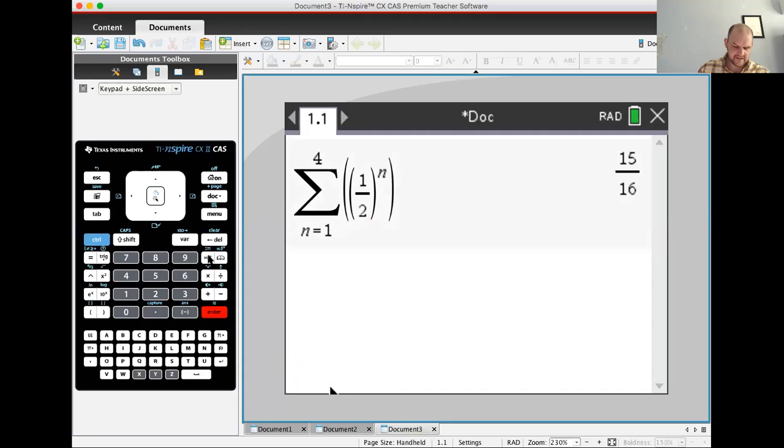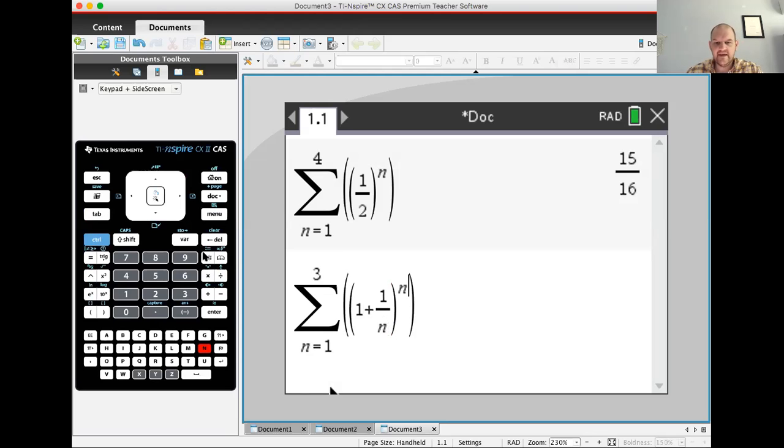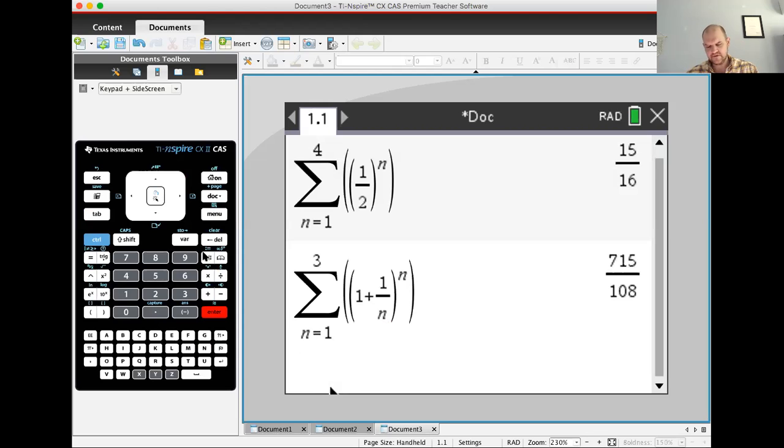So 15 over 16. I definitely could have done that one by hand. Probably should just know that, but I definitely don't. Let's try it again. All right, so summation, we're going to go from 1 to 3, and we've got 1 plus 1 over n to the n. Okay, so 715. If you have a finite number of terms, so the upper bound on your summation is not infinity, then you are pretty much always going to get a sum, unless there's a vertical asymptote or some weird thing in the function, which is an important idea.